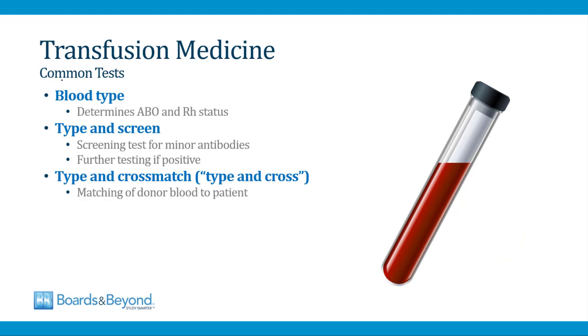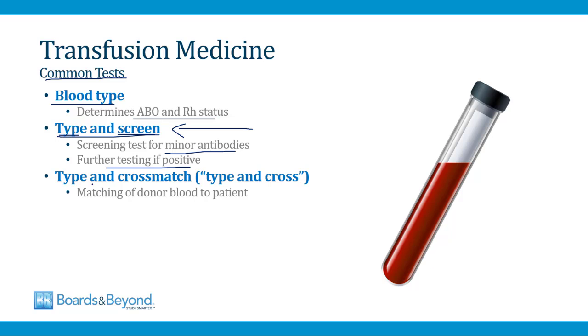In transfusion medicine, there are three commonly used tests in order to safely transfuse blood products into patients. The first test is the blood type test. This determines the patient's ABO and Rh status, and I'll talk about how this test is performed in just a minute. The second test is called a type and screen. This involves the blood type test, but also a screening test for minor antibodies. These are antibodies to those minor antigens we talked about earlier, like the Duffy and Lewis antigens. And if the type and screen is positive, then further testing is done to identify which antigens are causing the problem. And we'll also talk more about this test in just a minute.